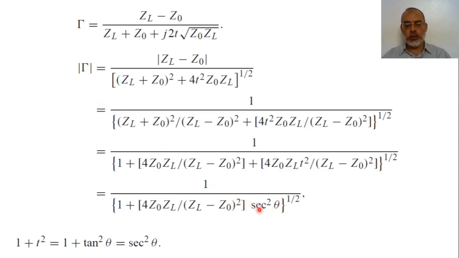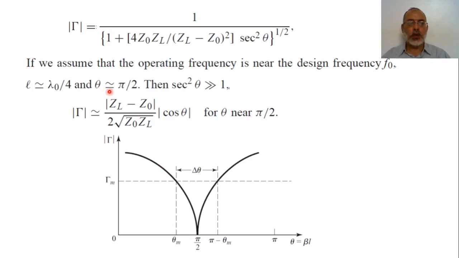Now, if theta is not exactly pi over 2, we can still calculate the reflection coefficient. Around pi over 2, the value of sec theta is still a large value. So we can approximate 1 plus this large value as this large value only. So around theta equals pi over 2, we can approximate the magnitude of the reflection coefficient, instead of 1 plus so and so, by taking this term only: 4 Z naught Z load over (Z load minus Z naught) squared times sec squared theta. But take into consideration this is to the power 1 over 2.